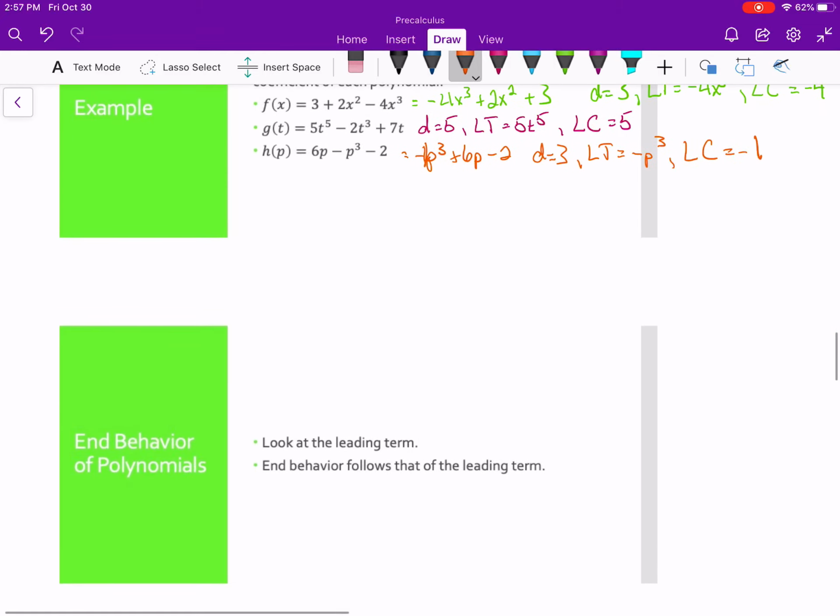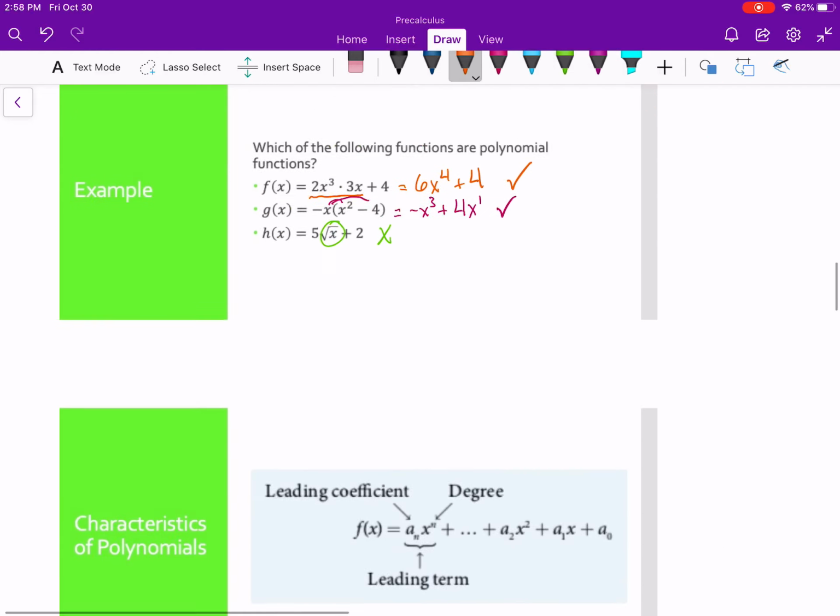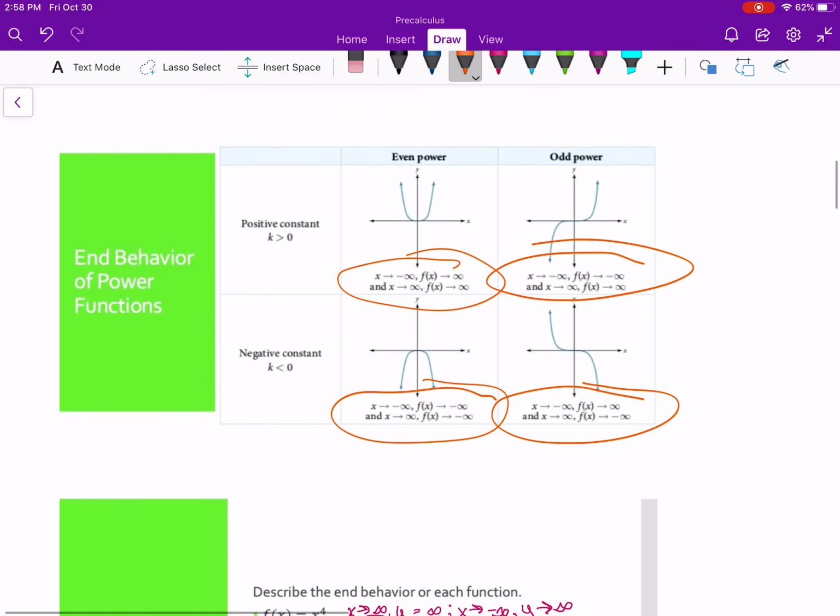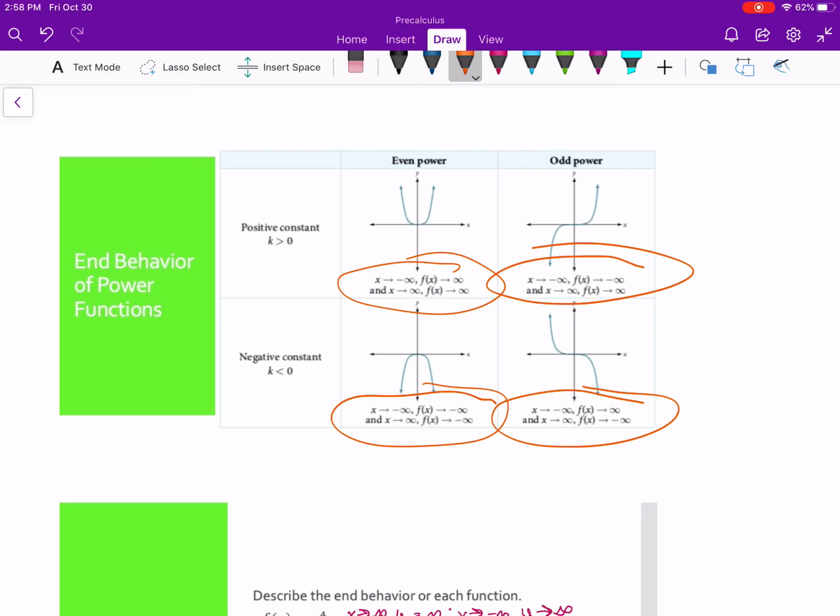Now talking about end behavior of polynomials, we want to look at the leading term, and then the end behavior follows that of the leading term. So if we're looking here at h of p, I'm looking at the leading term of negative p cubed. It has an odd power and a negative constant. So I would go back up to our handy chart. We have an odd power and a negative constant, so we would be in this box. So the end behavior is going to follow that of the leading term, so we can just forget about everything else when we're describing end behavior.